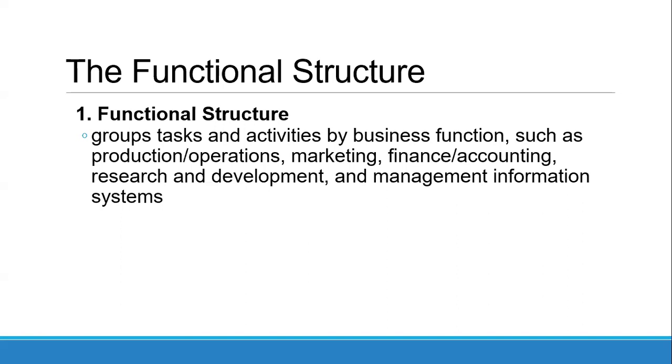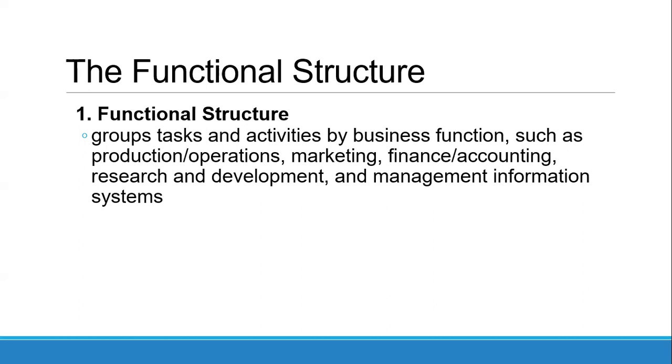So generally, there are four main types of organizational structure. Four main types of organizational structure. And these include the functional structure, the divisional structure, the matrix structure, and the strategic business units structure. So, the functional structure.